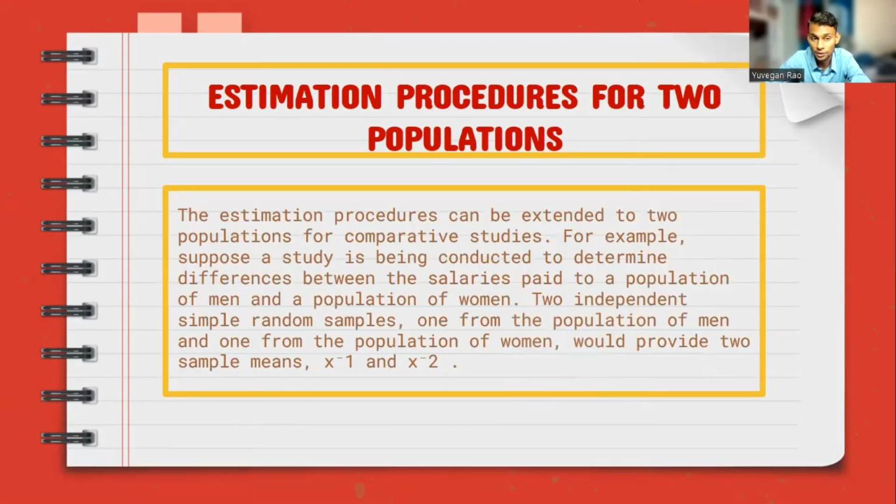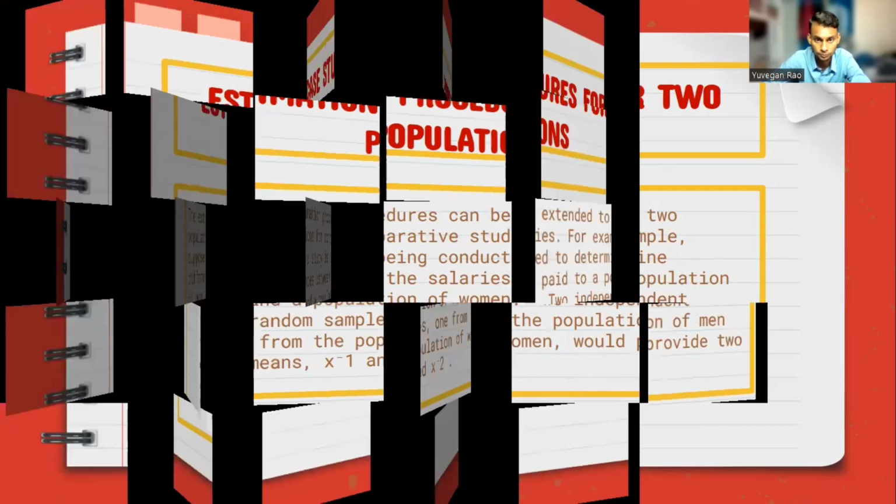Estimation procedures for two populations. The estimation procedures can be extended to two populations or comparative studies. For example, suppose a study is being conducted to determine differences between the salaries paid to a population of men and a population of women. Two independent simple random samples, one of the population of men and one of the population of women, would provide two sample means, x̄1 and x̄2.